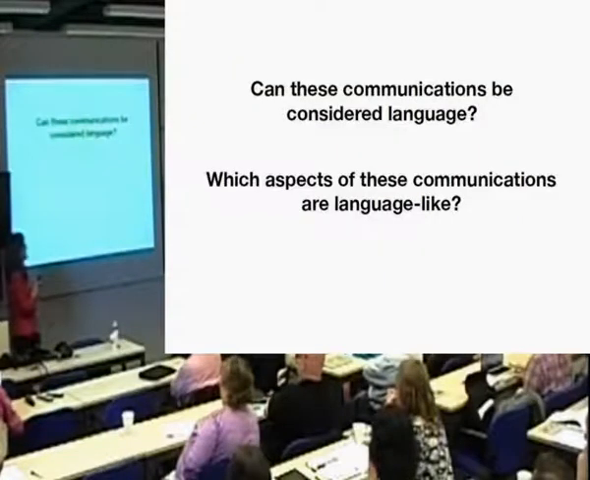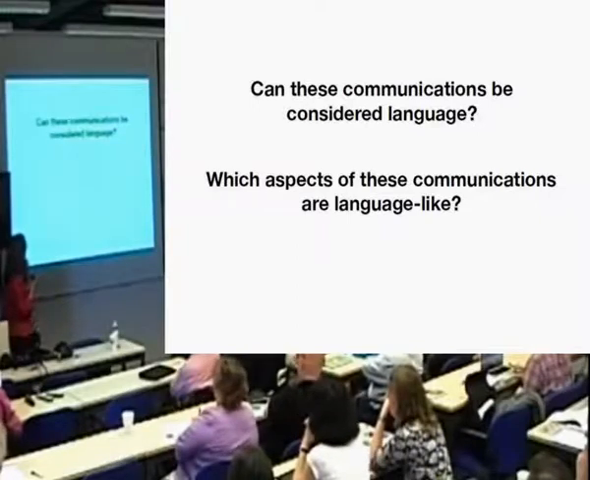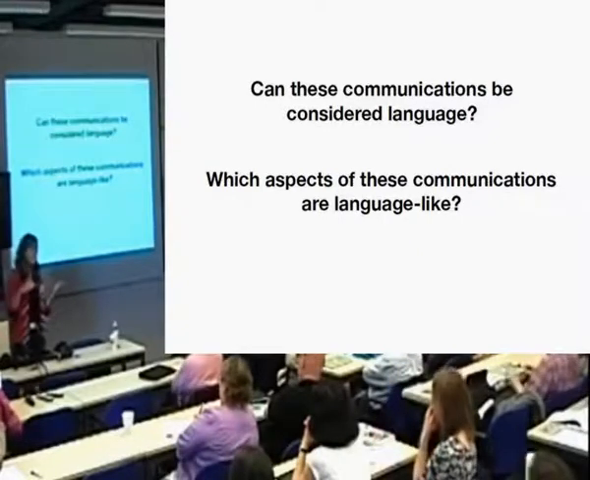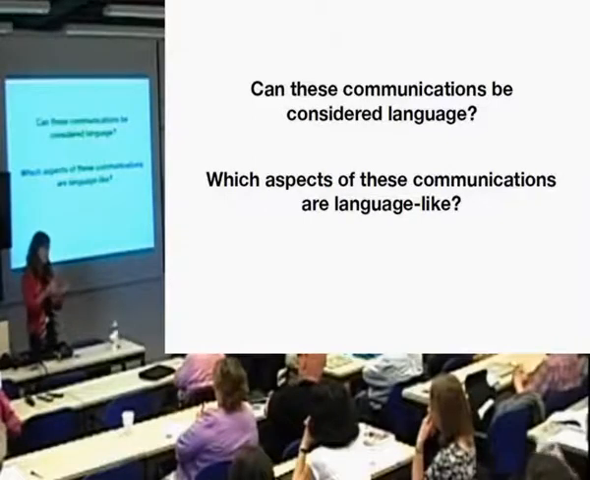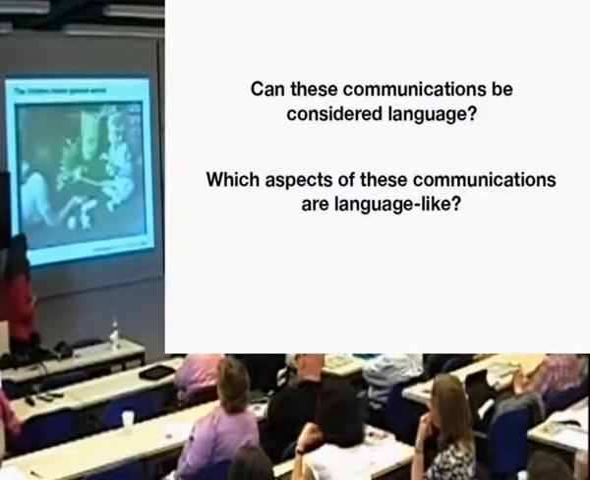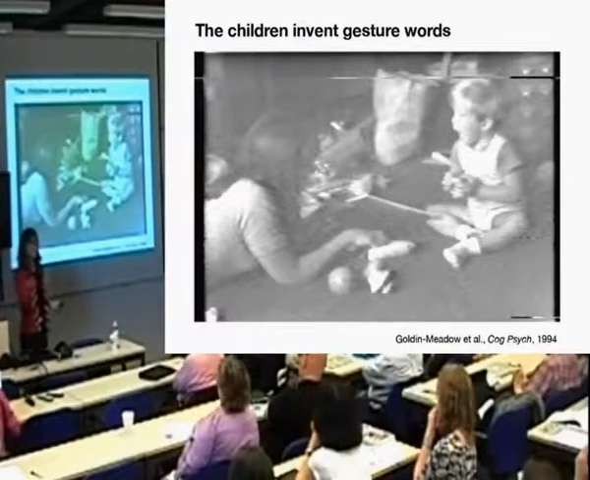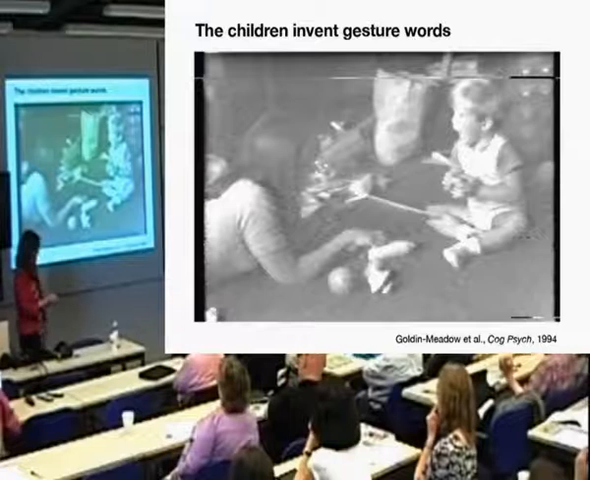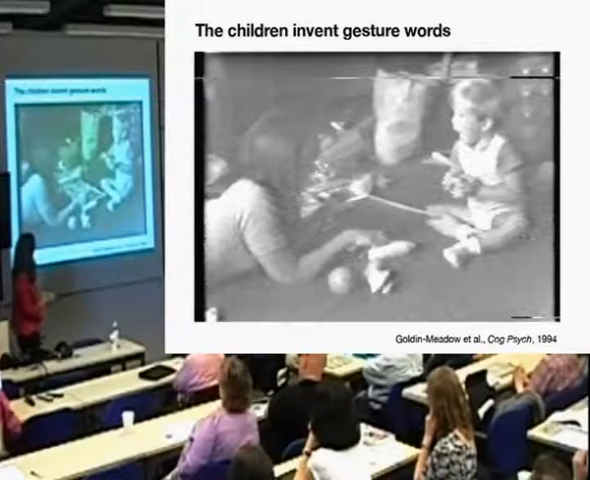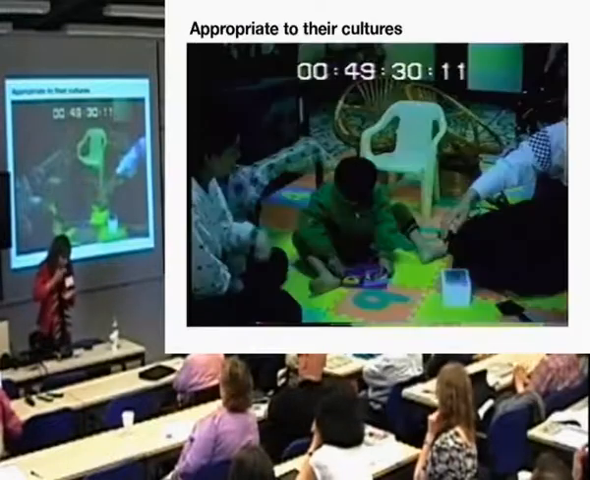So can these communications be considered language? That's a hard question. It depends a lot on what you mean by language. So Heidi and Lila and I made this question a little easier. We just asked which aspects of this communication are language, in the sense that hearing kids acquiring spoken language from their hearing parents, or deaf kids acquiring sign language, will produce these kinds of structures early on. So first, gesture words. Here's just an illustration. This kid is using a gesture that you would all use to represent E if I asked you to represent E. There's nothing particularly surprising about that. Those gestures are somewhat specific to their culture. So this is what you'd never find in America, but you find in the Chinese kids for E as well.